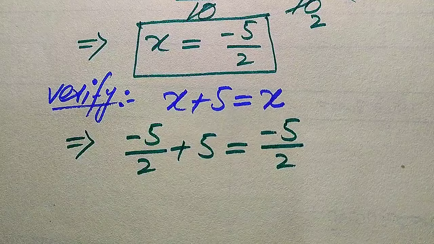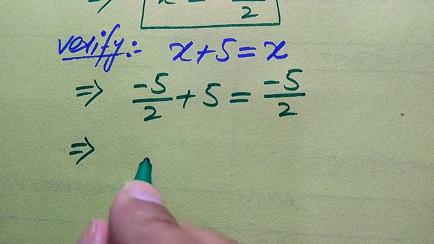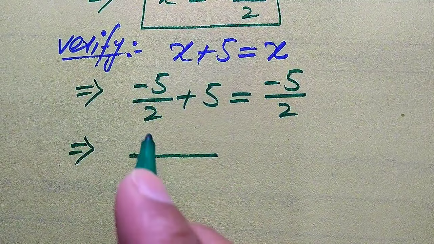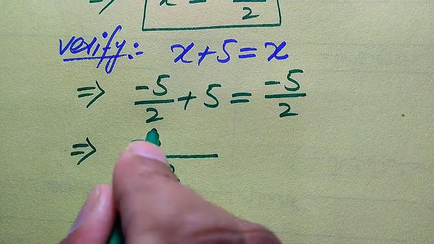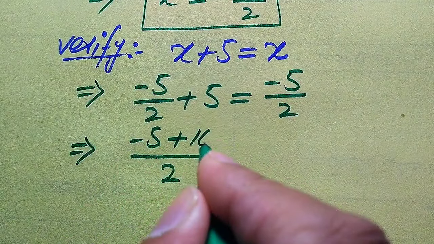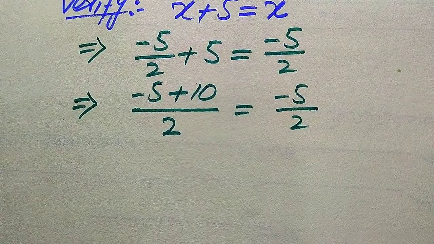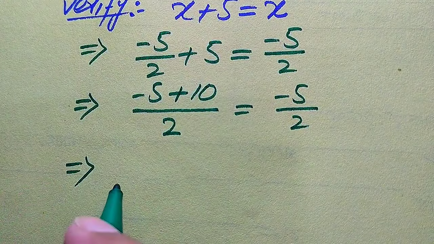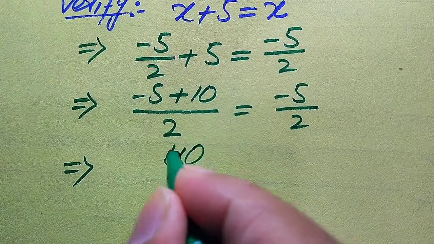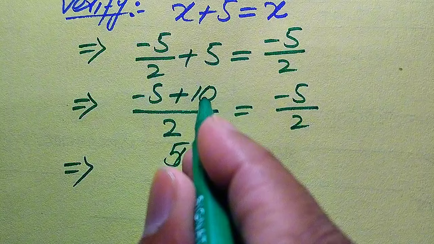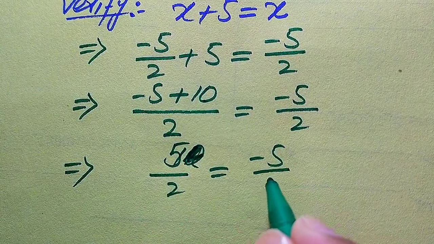Now in the next step we need more simplification. Here we need to take the LCM on the left hand side. The LCM of these terms is 2, and this 2 is cancelled out by this 2. We get minus 5 plus 2 fives are 10 equals minus 5 over 2. Minus 5 plus 10 becomes 5, so we get 5 over 2 equals minus 5 over 2.